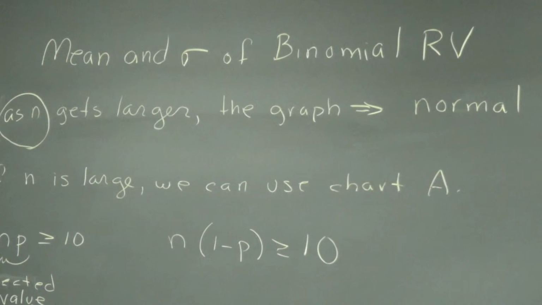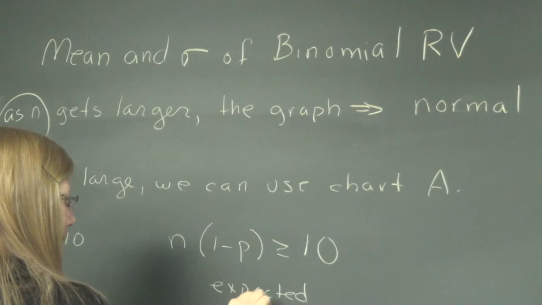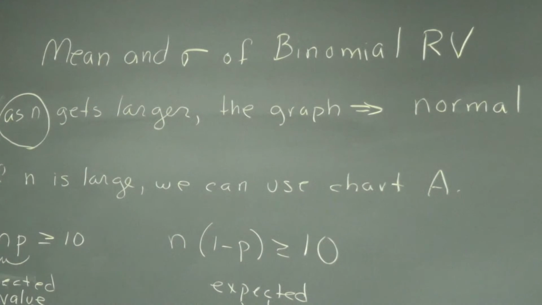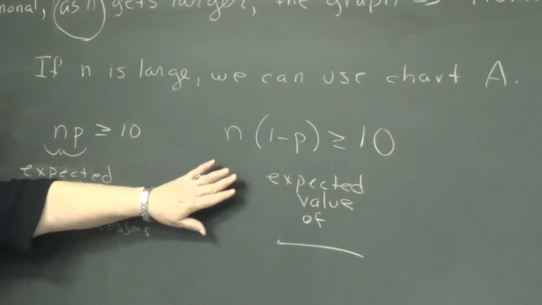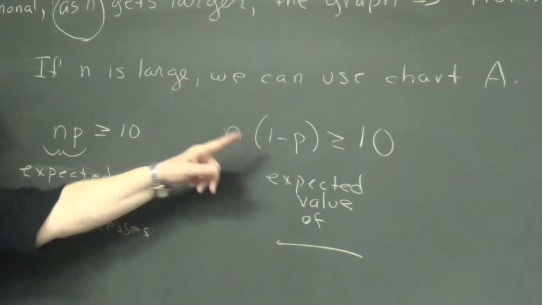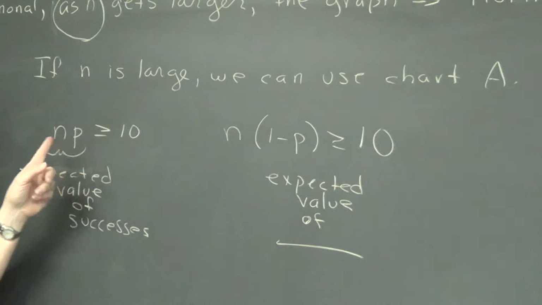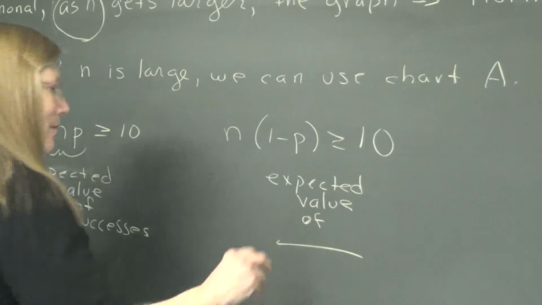And what would this one be called? Over here, the expected value of what? So in words, this one is the expected value of successes is greater than 10. In words, what would this one be? The expected value of... what is the difference between them? This is p, and if this is successes, what's 1 minus p? Failure. Right, so that's the expected value of failures.